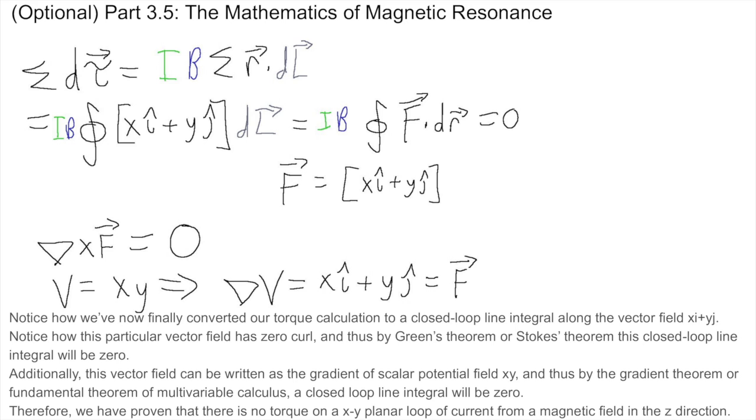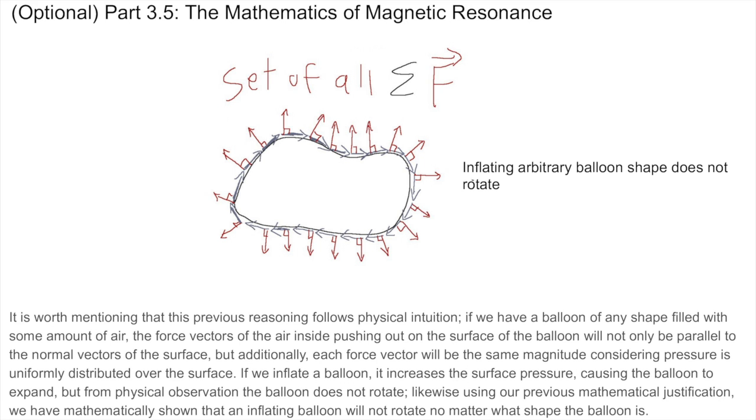It is worth mentioning that this previous reasoning follows physical intuition. If we have a balloon of any shape filled with some amount of air, the force vectors of the air inside pushing out on the surface of the balloon will not only be parallel to the normal vectors of the surface, but additionally each force vector will be the same magnitude, considering pressure is uniformly distributed over the surface. If we inflate a balloon, it increases the surface pressure, causing the balloon to expand, but from physical observation the balloon does not rotate. Likewise, using our previous mathematical justification, we have mathematically shown that an inflated balloon will not rotate no matter what shape the balloon is currently in.